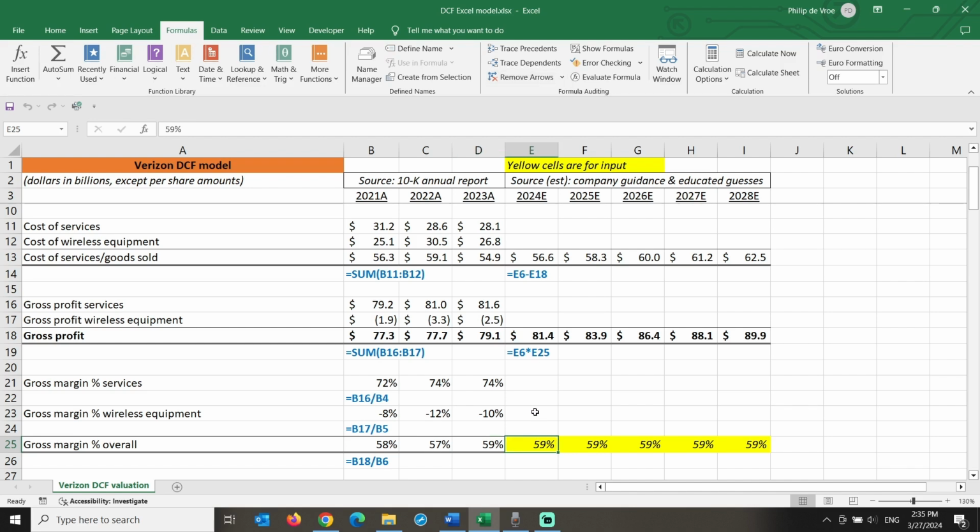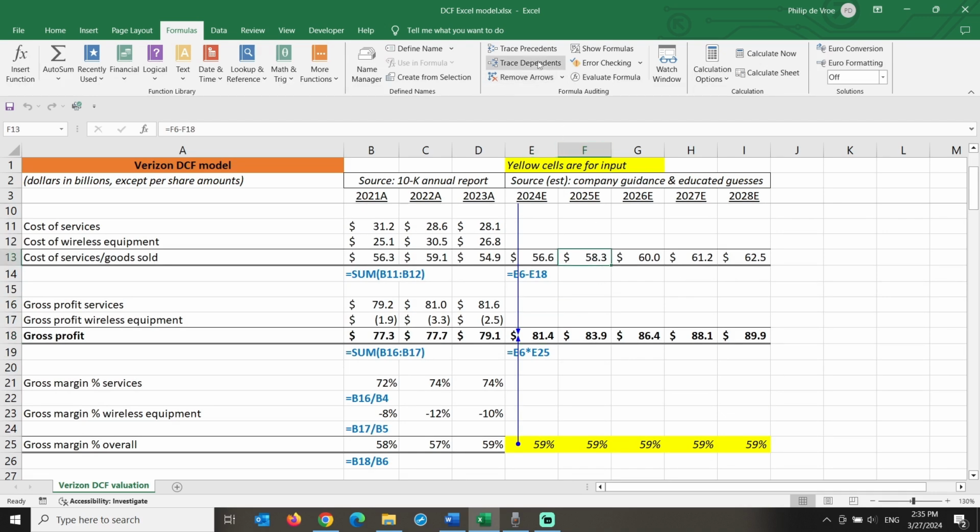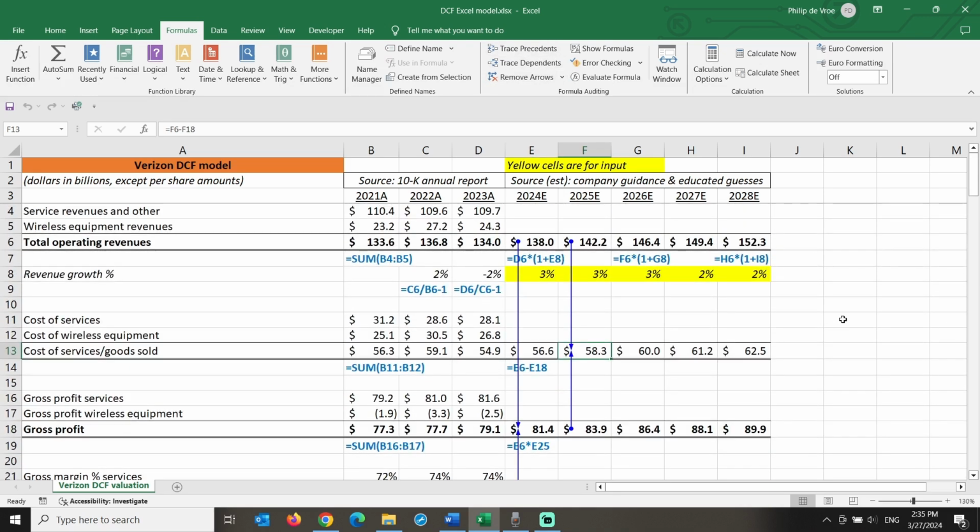For gross margin percentage forecasting, I chose to keep that constant at the 2023 levels of 59%. This percentage now feeds into the gross profit dollars line, as we can see when using trace dependence in the formulas tab. The formula in the gross profit line for the forecasted years multiplies total revenue by the gross margin percentage. The cost of services and goods sold is in turn an output variable when using this forecasting logic. If the forecasted revenue is $138 billion and the forecasted gross profit $81.4 billion, then the cost of services and goods sold must be $56.6 billion.